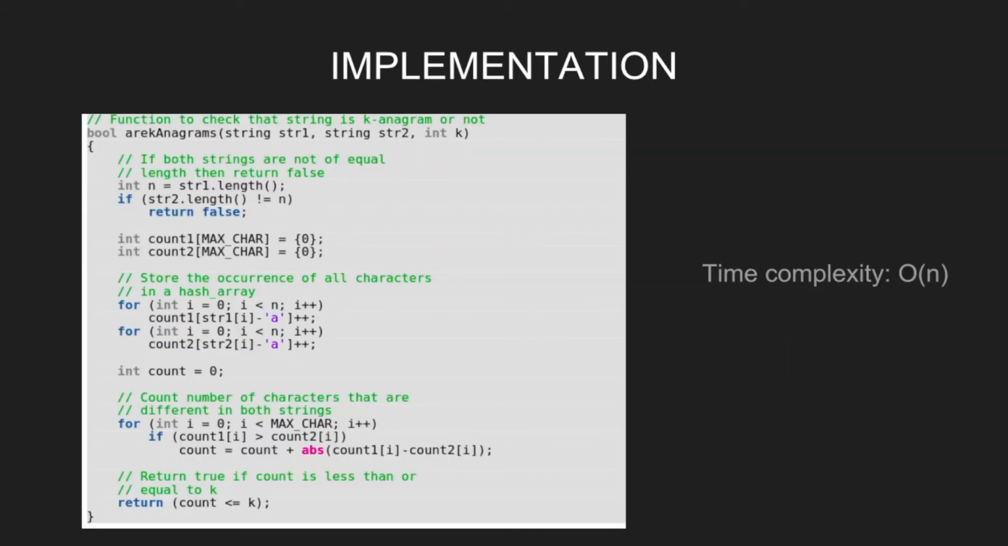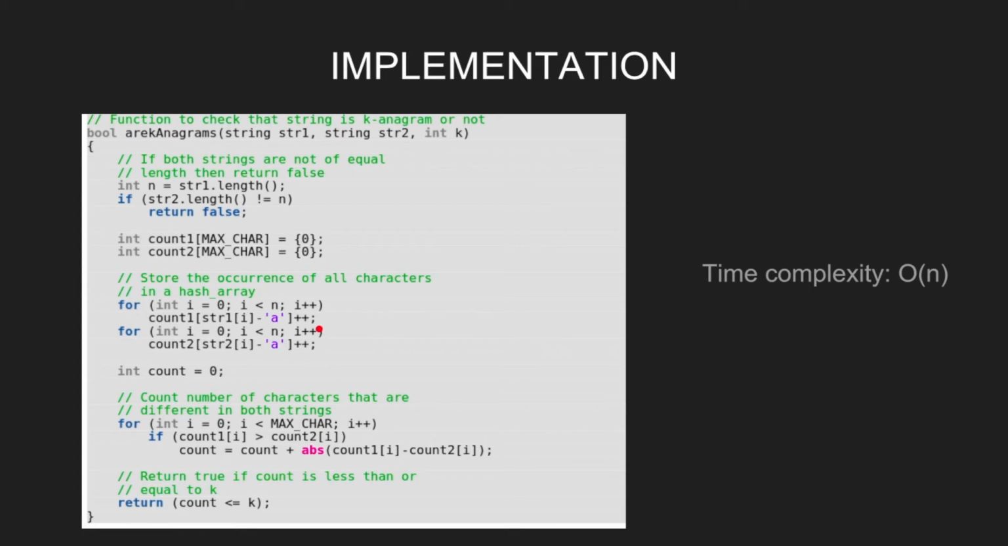Now let's have a look at the implementation. If both the strings are not of equal length, then return false. Define n as string1.length, and if string2.length is not equal to n, return false. We create two count arrays, count1 and count2, to store the count of all the characters in the strings. We traverse through the first string, and for each character, we increment the count in the count1 array by count1[string1[i] - 'a']++. This way the count1 array is filled. Similarly, we fill the count2 array.